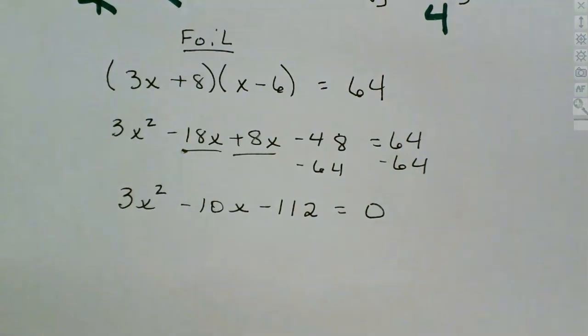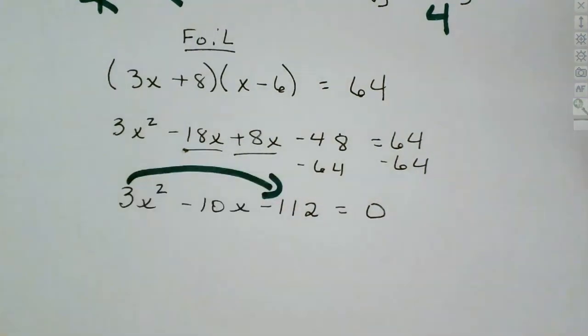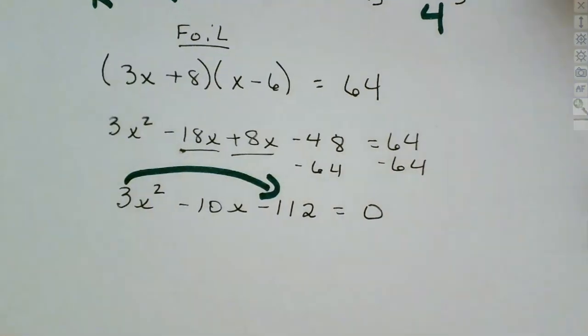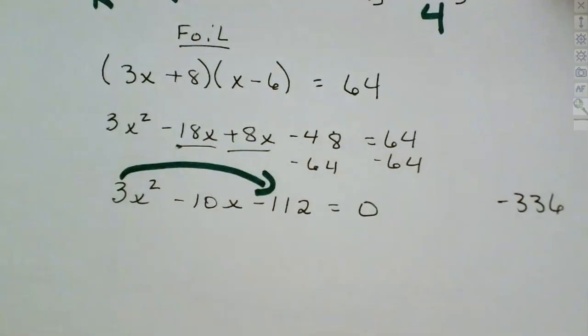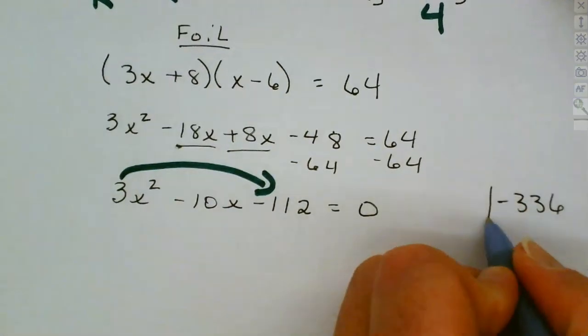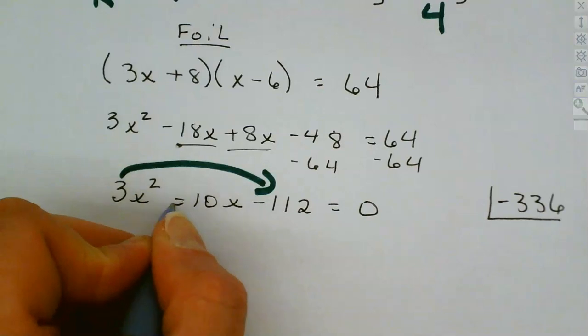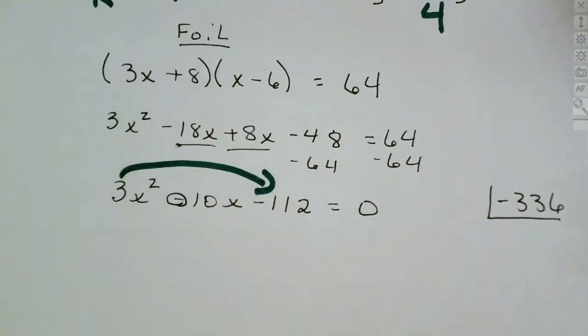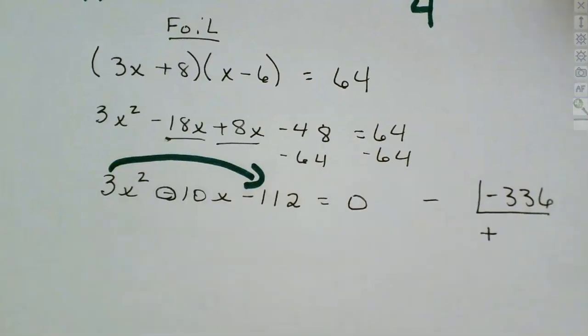It's already set to 0. I need to take the first number and multiply it by the second number. And that gives me a minus 336. What do I know about the signs? Are they the same or are they different? They are different. And which one's going to be larger? Negative, isn't it?